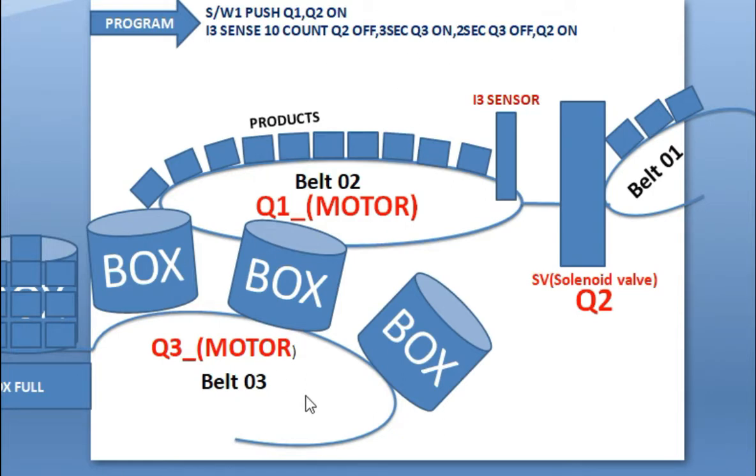After only 5 seconds here, this is the very large time for your production line, coming products into your box, and going out from your box here. So after 2 seconds Q3 will be off, and again Q2 on. Q2 on means your solenoid valve is on. When the solenoid valve is on, the gate is on, that means your product is coming into this main belt, as we started the sense. So friends, this is the main processing system of your conveyor belt.